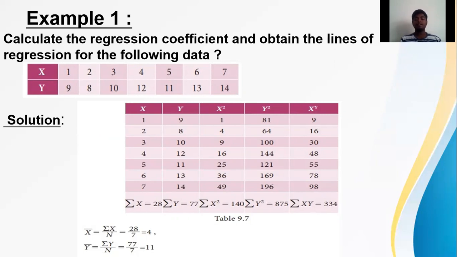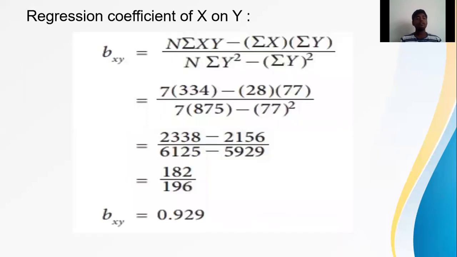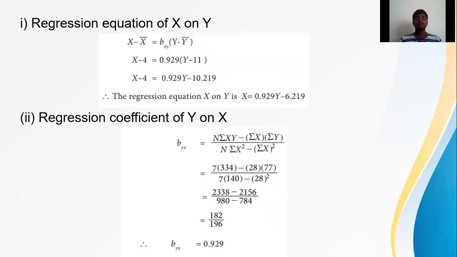At the bottom of the table we write the total. Here is summation of x, summation of y, summation of x square, summation of y square, summation of xy. By this we find x bar, which is equal to summation of x by n, and y bar, summation of y by n. And now we find the regression coefficient of x on y. Bxy is equal to n into sigma xy minus sigma x into sigma y by n into sigma y square minus sigma y whole square. Here bxy is equal to 0.929, the regression coefficient of x on y.